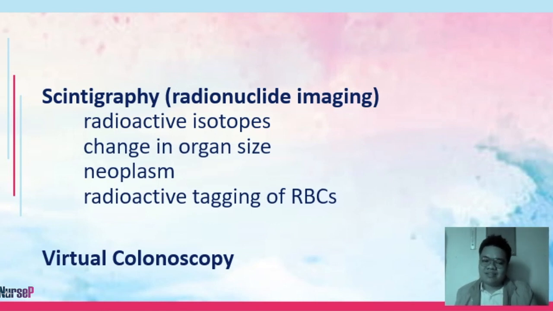In some cases, it is used for the radioactive tagging of your RBCs. In radioactive tagging of RBCs, this is done when your patient is receiving a lot of blood transfusion and then your patient's hemoglobin, hematocrit, and RBC are still low. So, the clinical practitioners may be wondering where all the blood transfusions are going. So, if we are not yet sure where the blood is going, where the bleeding is, your radioactive tagging with your scintigraphy may be done.